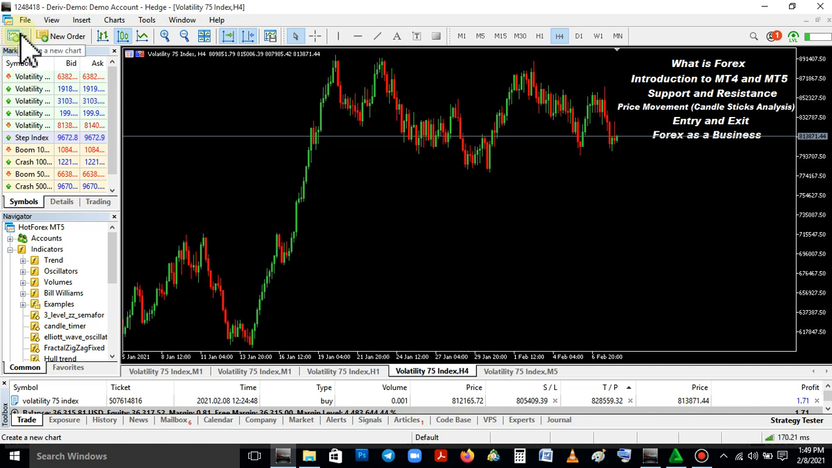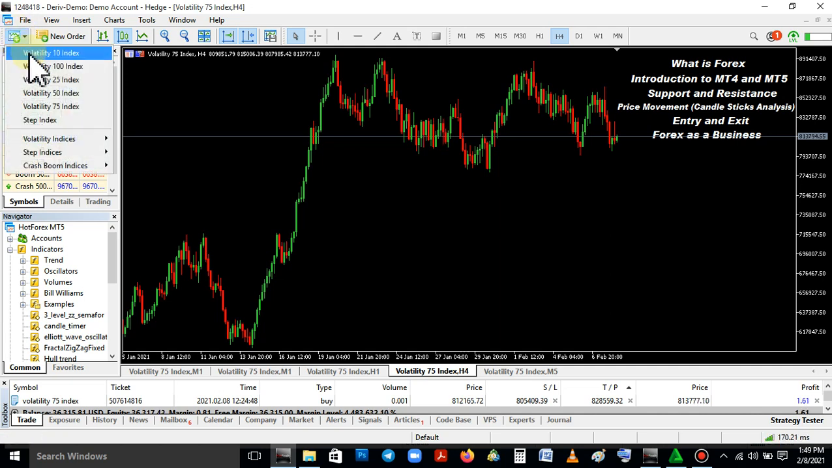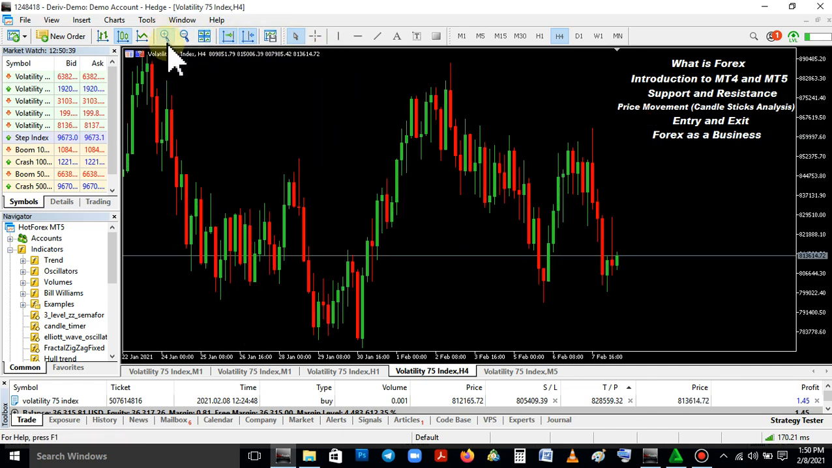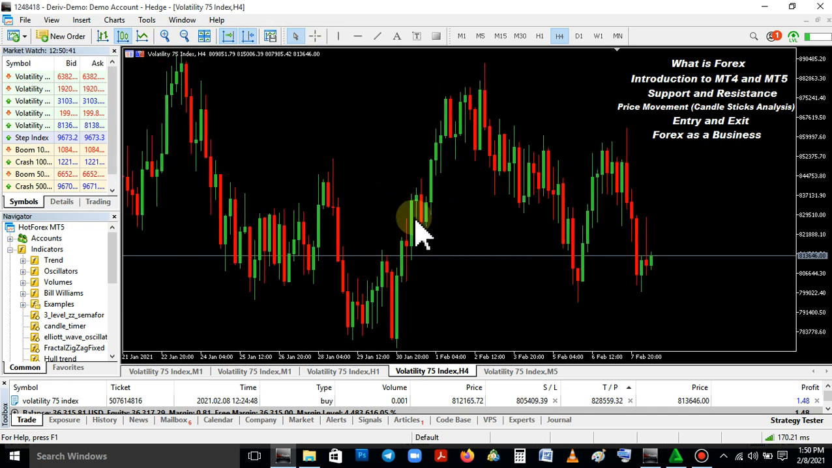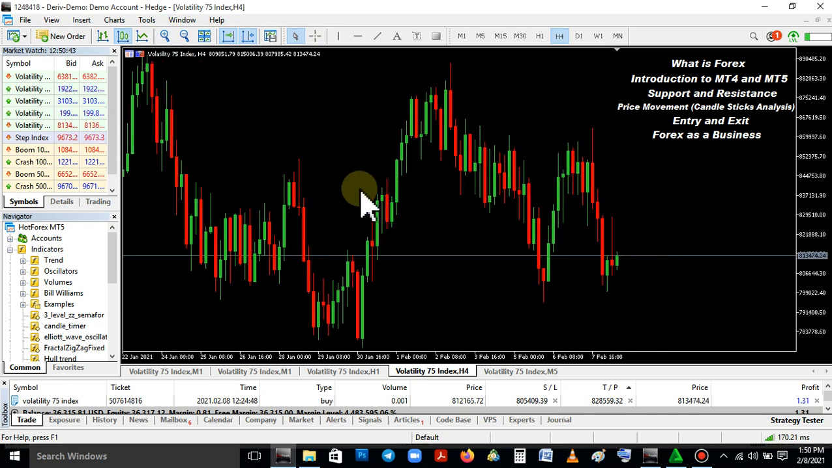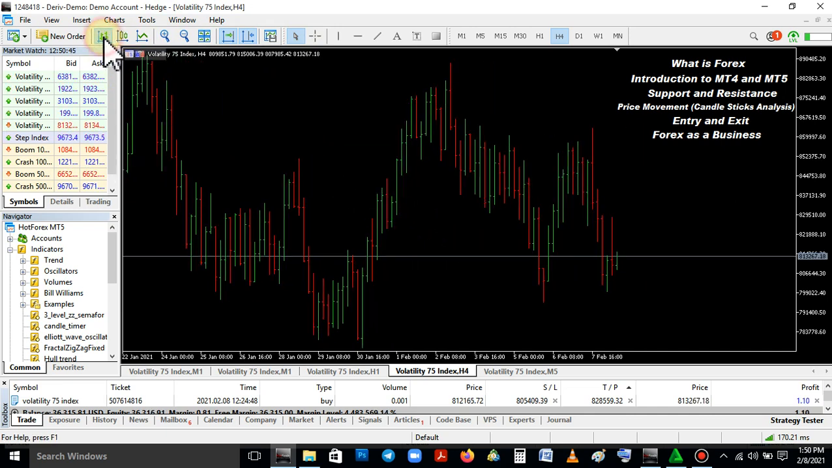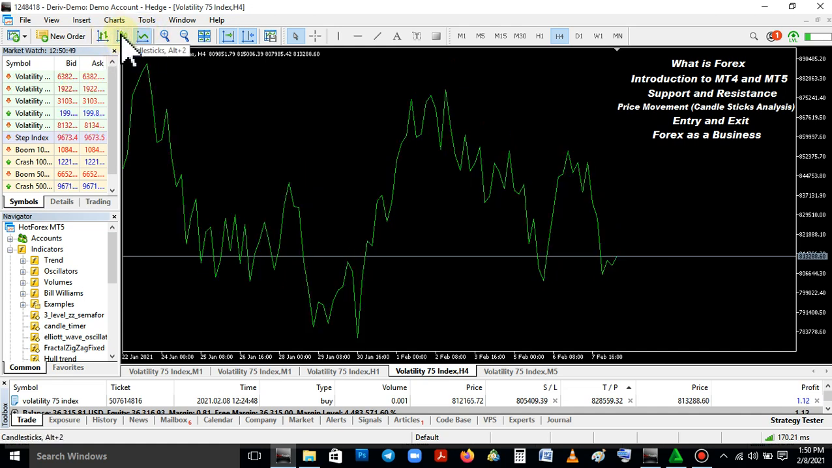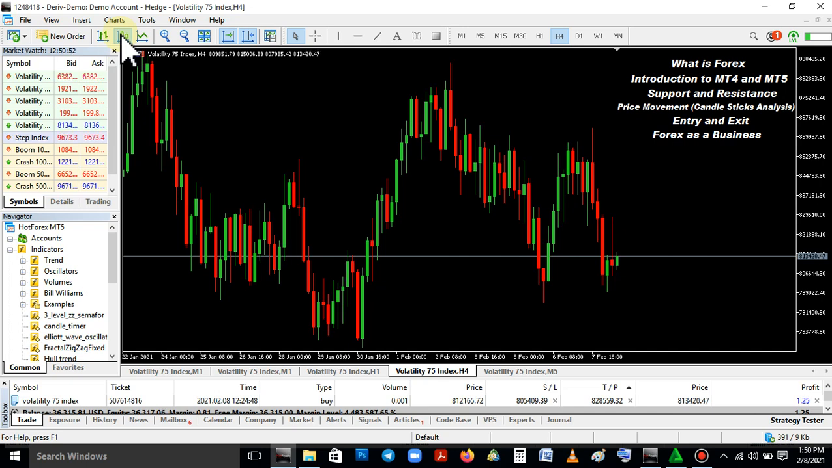Here, this is creating a new chart, opening another new instrument, either for you to do your markup or to take your trade. If you want to make your order, you have new order here. Then these red and green things you are seeing on my chart are called candlesticks. You can change to this, this, or this, but I will show you how to use them properly very soon.